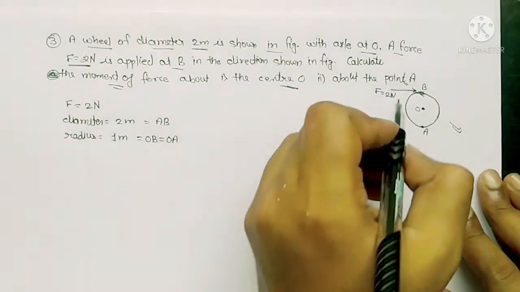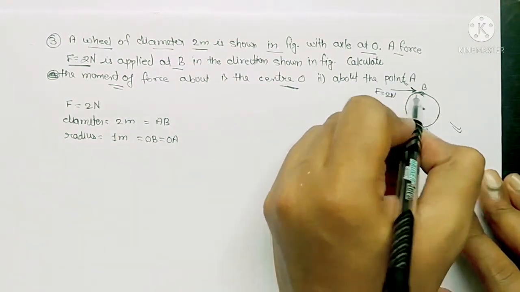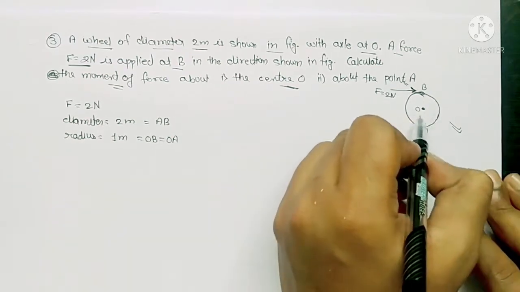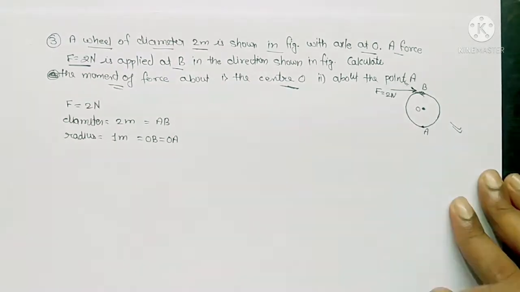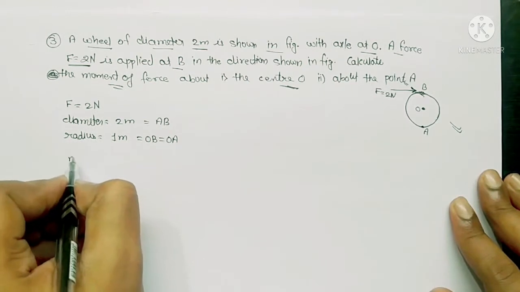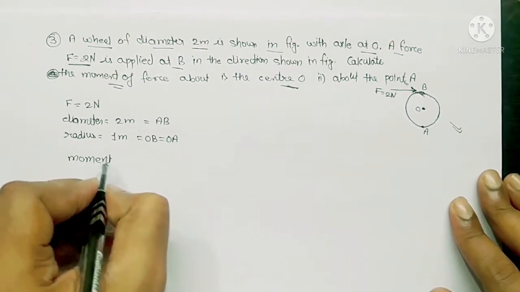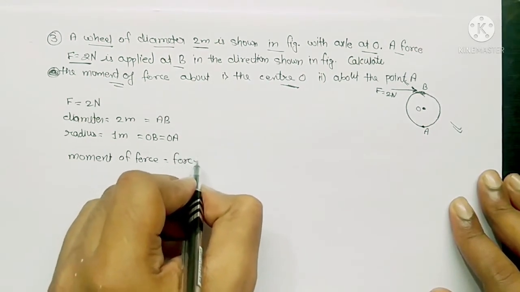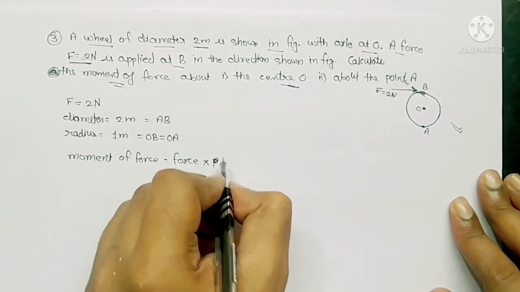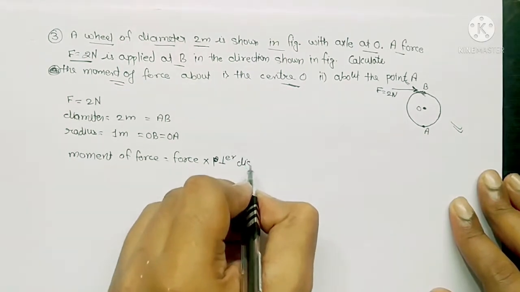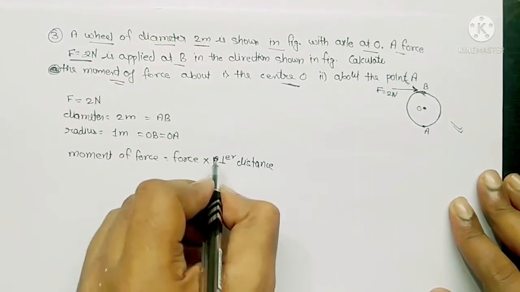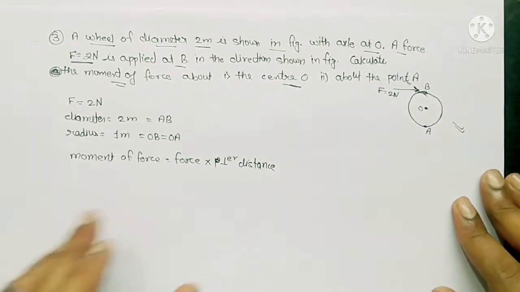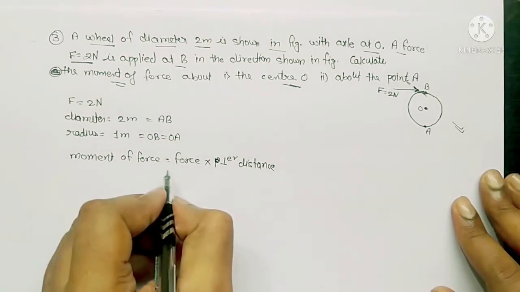Now we are applying force in this direction at a point B. So definitely what will happen? This wheel will start moving in a clockwise direction. So how can we find out the moment of force? Again, using the same formula, moment of force is equal to force into perpendicular distance. This is how you can write perpendicular in short. Perpendicular distance between the force and that point.